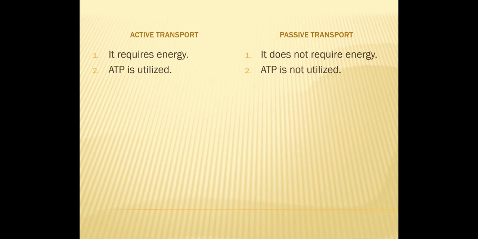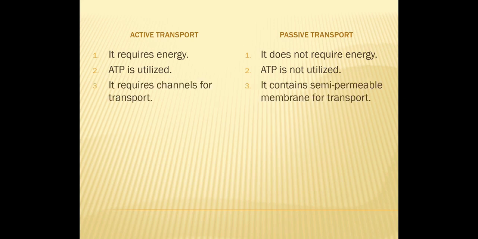In active transport, you will find they need channels for transport. As I told you, they require carrier proteins. That means they require channels for transport. Whereas in passive transport, you will find they contain a selectively, or you can say semi-permeable, membrane for transport of molecules.